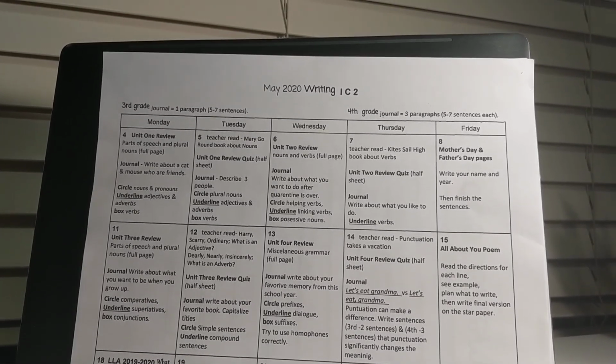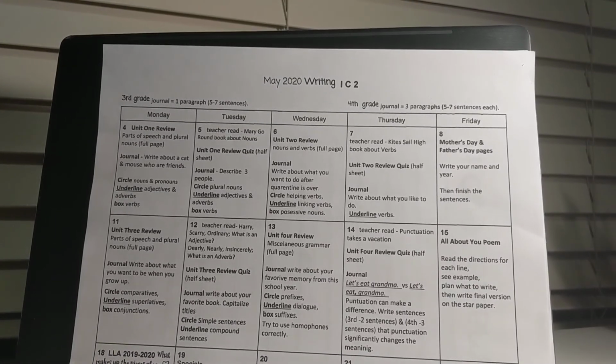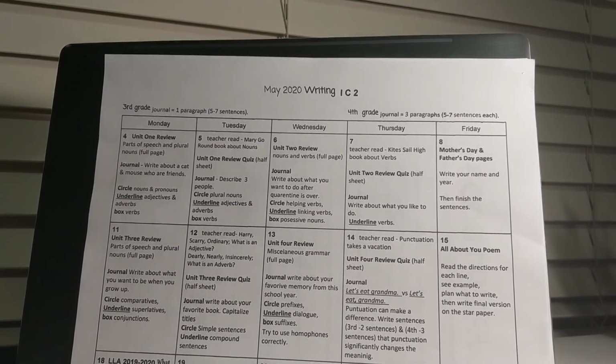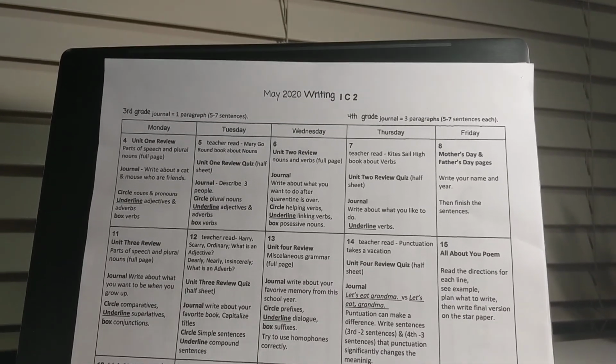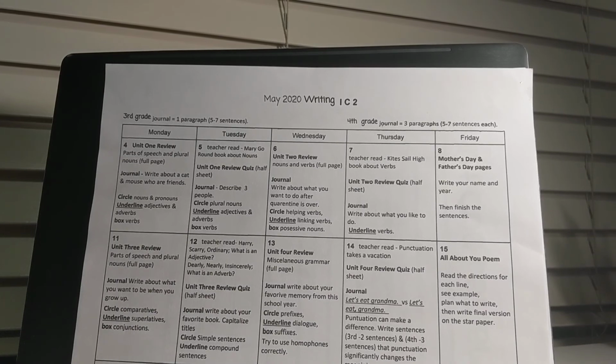3rd grade, you're going to be making 1 paragraph in your journal. That's 5 to 7 sentences. In 4th grade, you're going to be journaling 3 paragraphs that are each 3 to 5 sentences.